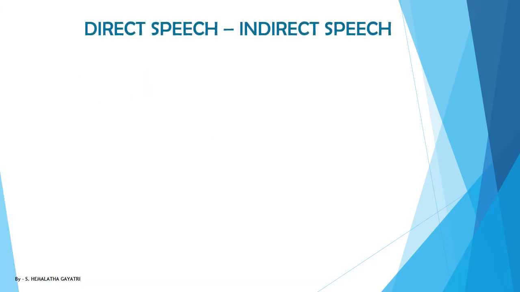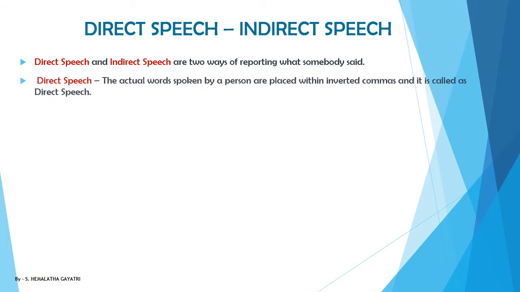Let us know about direct speech and indirect speech. Most of you, I guess, are confused about what this is. Children, don't get confused. First, let's know from the basics. What is speech? Speech is nothing but what you talk. So here, direct speech and indirect speech are two ways of reporting what somebody said. Let's know about direct speech first.